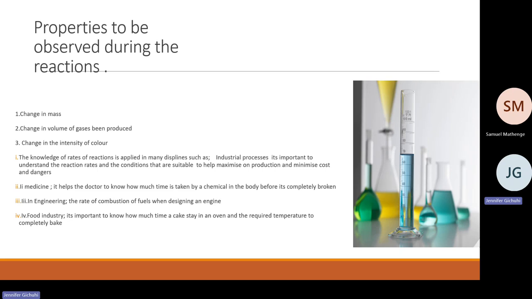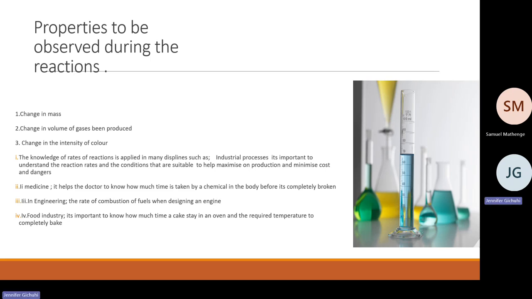Now, in certain processes, like the Haber process or the contact process, the knowledge of rate of reaction is going to be very important because it is going to help us understand the conditions that are suitable for us to maximize the production of ammonia or the sulfur (IV) oxide, which will result into sulfuric (VI) acid, and how to minimize the cost of production and the dangers that may be involved in this.